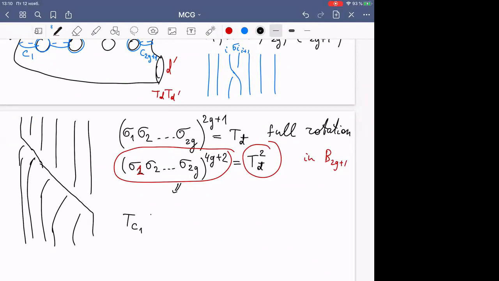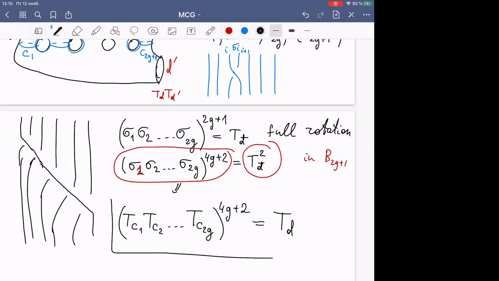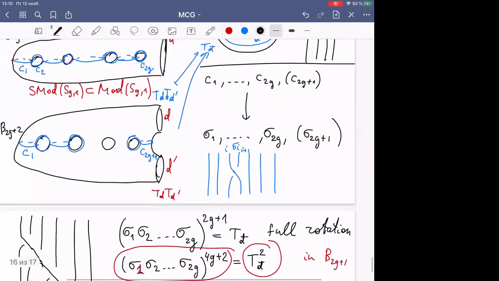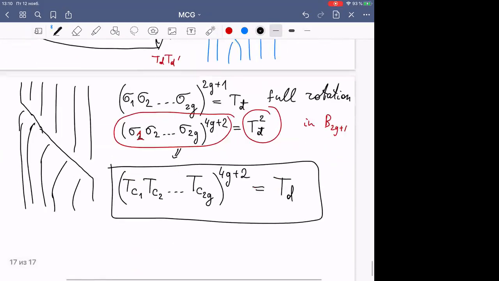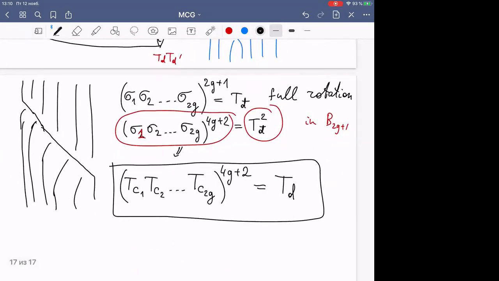Then twist about c1, c2, and so on, then twist about c 2g, to the power 4g plus 2, equals the twist about the boundary curve. Well, when we speak about the Dehn twist about the boundary, we always mean the Dehn twist about a curve isotopic to the boundary. Okay, this is the first chain relation.